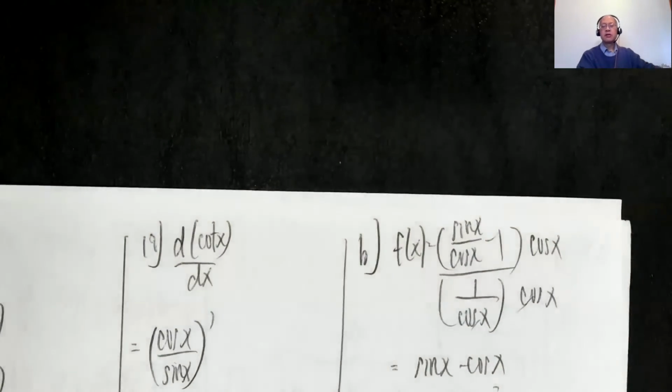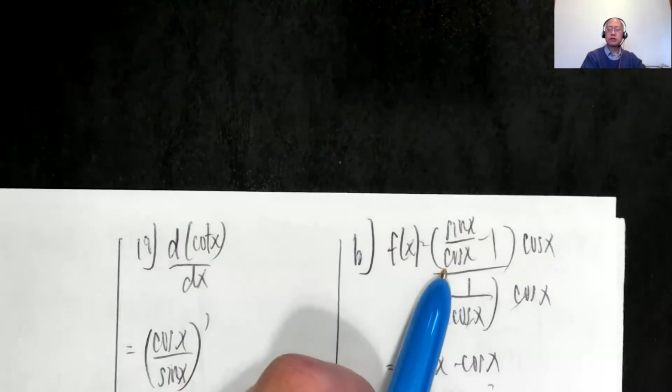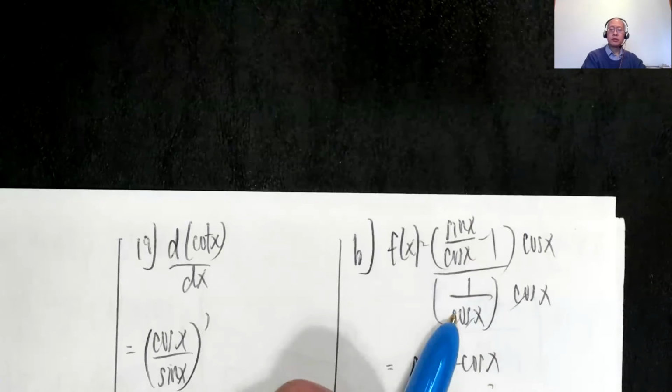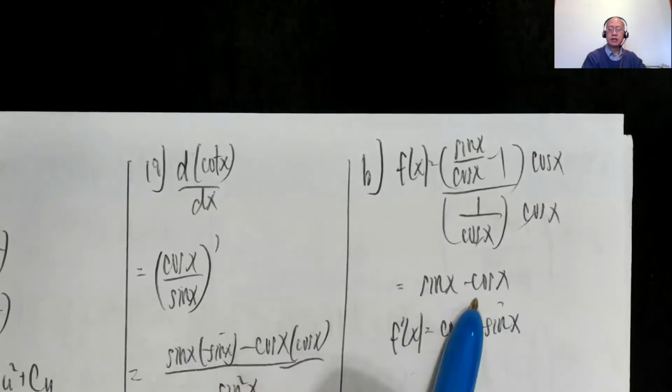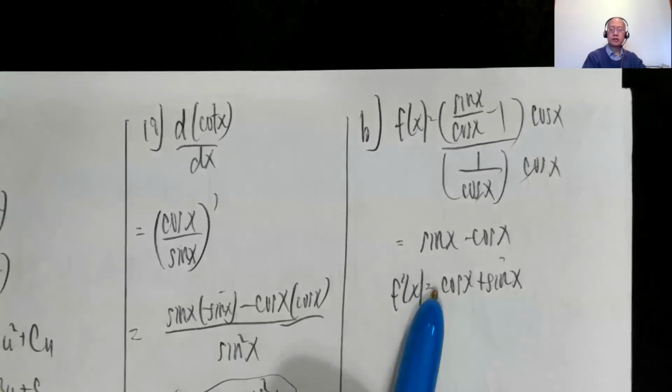Part B, treat f of x as sine x over cosine x minus 1 over 1 over cosine x, multiply top and bottom by cosine x. So you get sine x minus cosine x, whose derivative is cosine x plus sine x, which is the same thing as we got over here, but this was a lot easier to do.